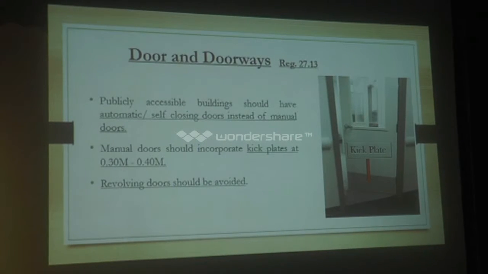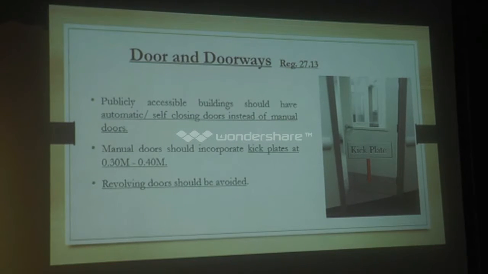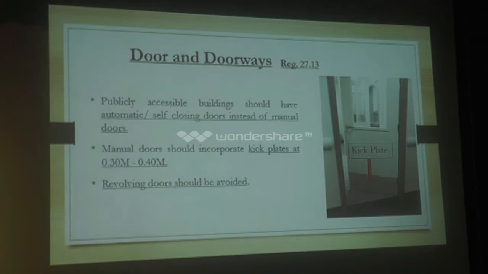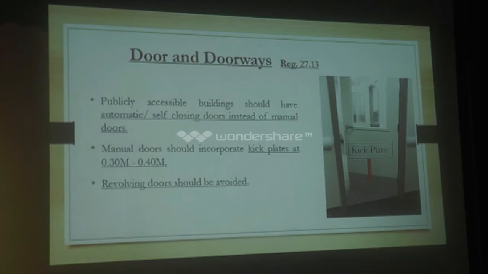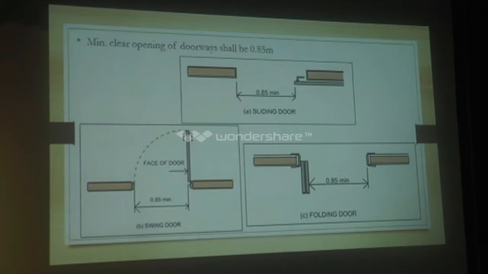Doors and doorways. Publicly accessible buildings should have automatic and self-closing doors instead of manual doors. Manual doors should have incorporated kick plates of 0.30 to 0.40. Revolving doors should be avoided as far as possible. The typical minimum clear opening of a doorway is shown. For a sliding door it is 0.85. For a swing door it is the same, and the folding door is shown. So the minimum clearance is 0.85.